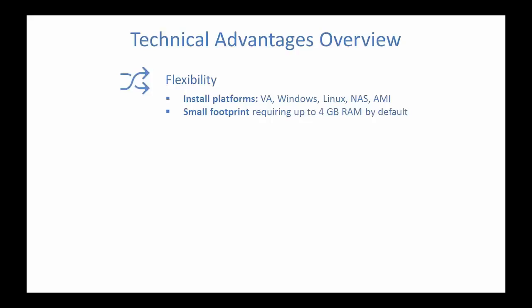This solution has the following technical advantages. The first one is flexibility. There are platforms where you can install NAKIVO Backup and Replication. Those include Virtual Appliance, Windows, Linux, NAS, and AWS Image. The solution has a pretty small footprint. It requires up to 4 gigs of RAM by default. And it's scalable. It can protect thousands of VMs at one site or across multiple sites.